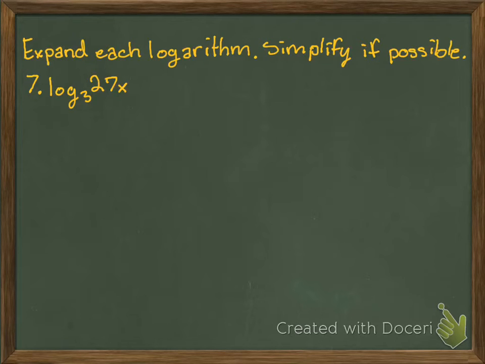Okay, let's expand this out. We have log base 3 of 27x. When I added two logarithms, I ended up multiplying, right? So if I've got two things multiplied together, when I split it out, what am I doing? I'm adding. So I end up with log base 3 of 27 plus log base 3 of x. Correct.